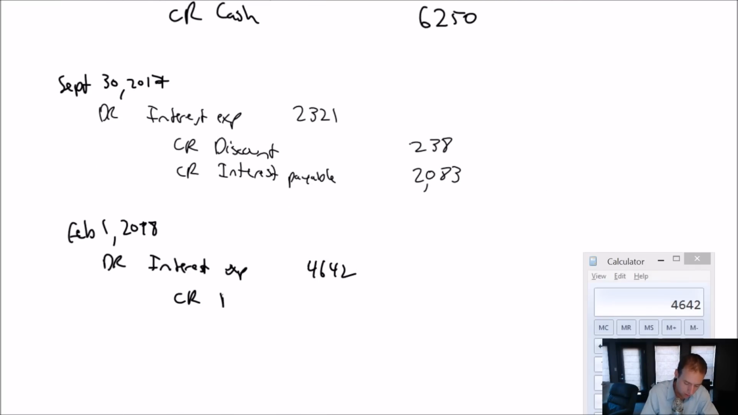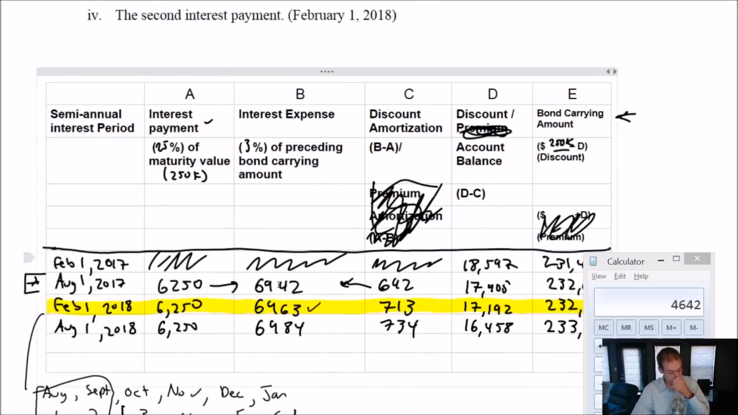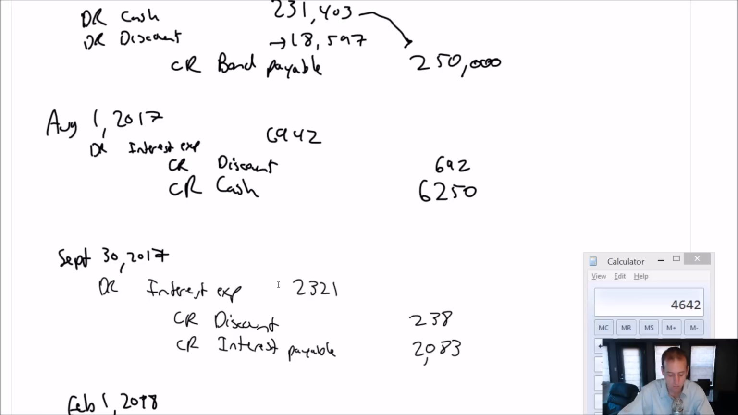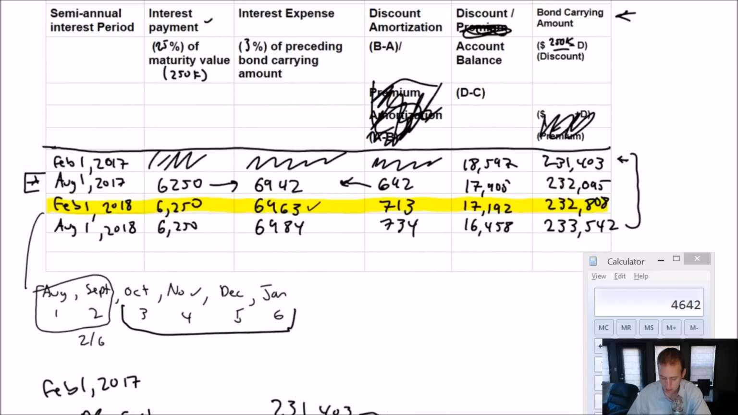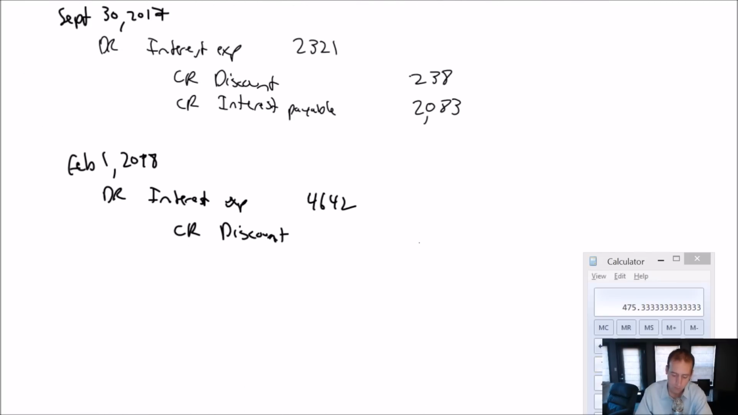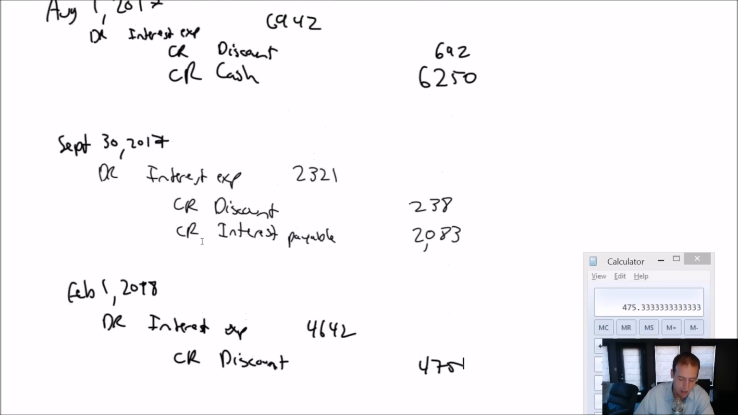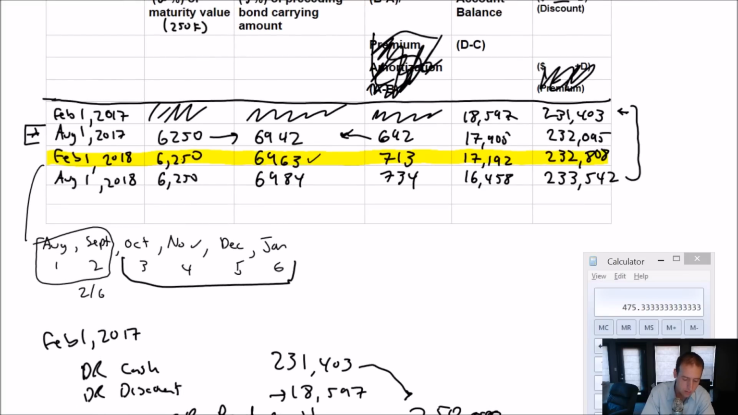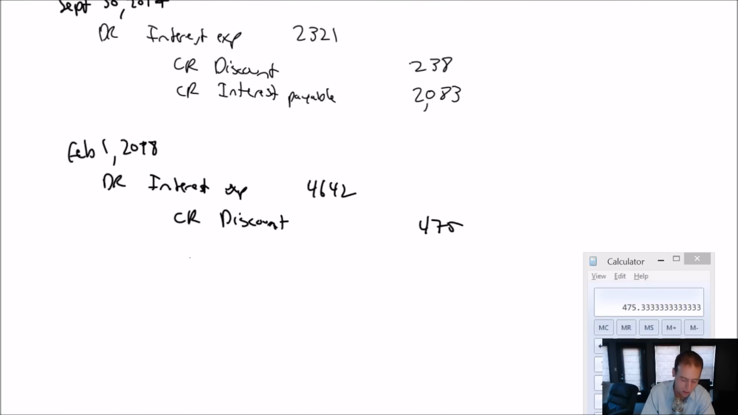I've got to get rid of my discount, so credit discount. And again, I was going to get rid of it if I had the full 6 months at 713, but I'm worried about 4 out of the 6 months. So I take 713 times 4 divided by 6. It's 475. Now I would think, okay, how much to credit cash for? And you might think, well, credit cash 62.50 times 4/6. No. We have to pay 62.50. So there's 62.50 in cash leaving our hands. So we're going to credit cash for the full amount, 62.50.